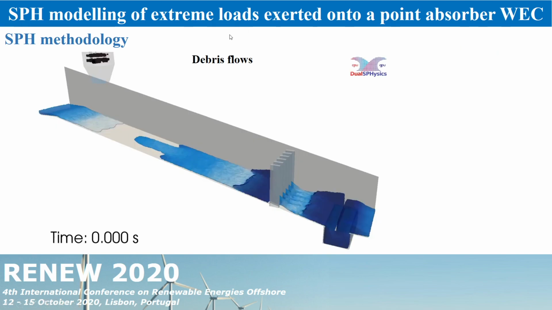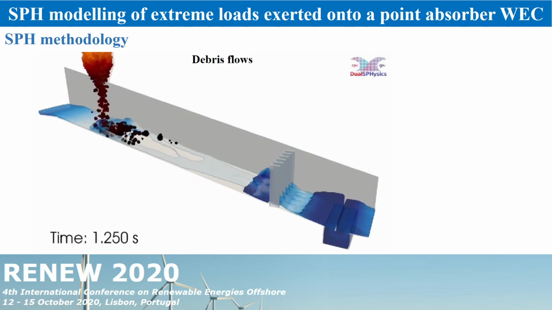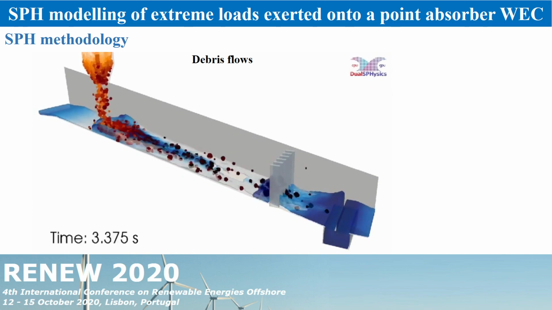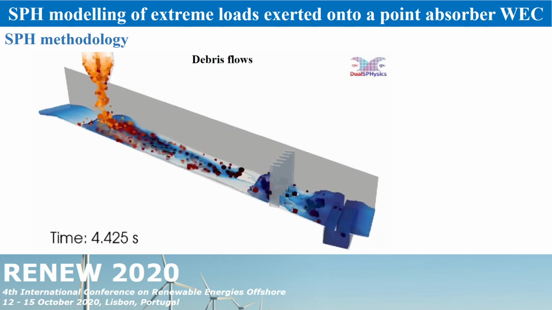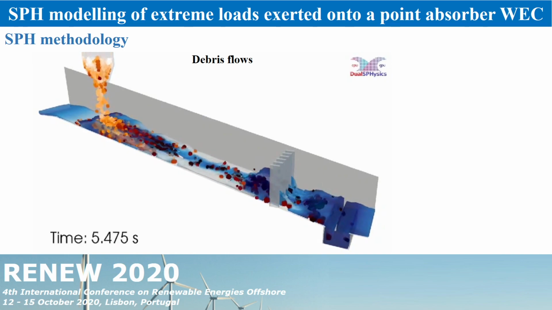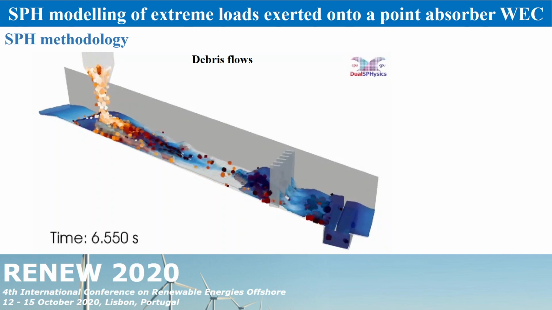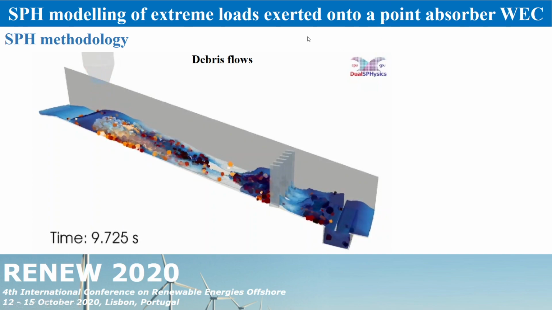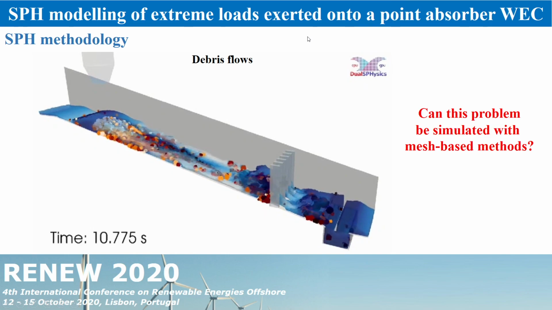However, in this second example, where we are simulating debris flows, what we have is rocks interacting with other rocks and interacting with the fluid. So this, in terms of a mesh-based code, will be really difficult because the remeshing and the mesh distortion that we can obtain here will be impossible to solve. However, using a meshless approach, this is almost straightforward. So can this problem be simulated with mesh-based methods nowadays? I would say that now in practice it's not possible, but with SPH it is.